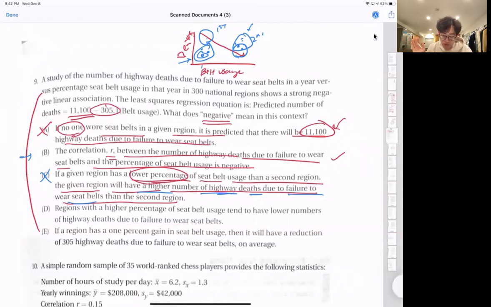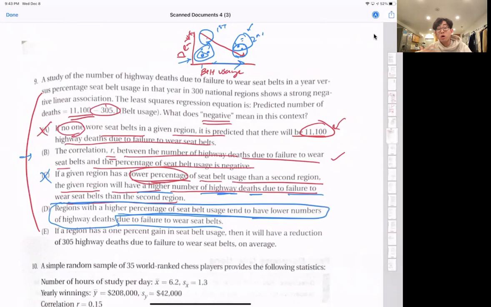D, regions with a higher percentage of seatbelt usage tend to have a lower number of highway deaths due to failure to wear seatbelts. Okay, so a higher percentage of seatbelt usage means we're talking about going in this direction on the higher end, tend to have lower numbers of highway deaths due to failure to wear seatbelts. Okay, I don't really like that word, but basically what this first sentence is perfect in describing what we want to say in terms of statistics. Tends to have lower numbers. We want these soft cushioning words, as I like to say, cushioning words, right?